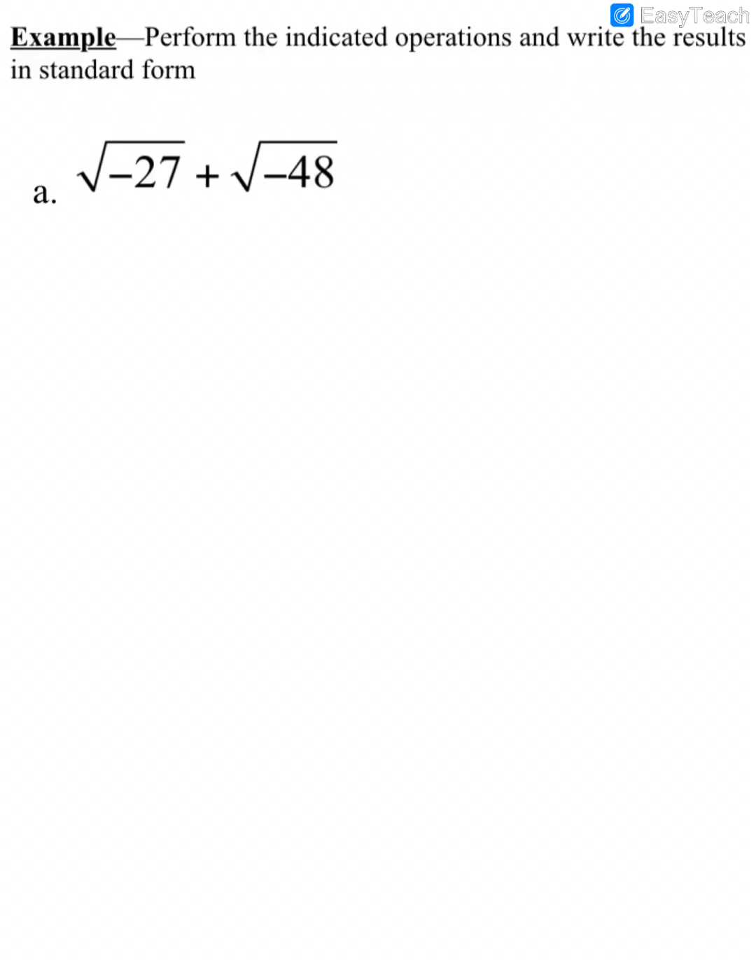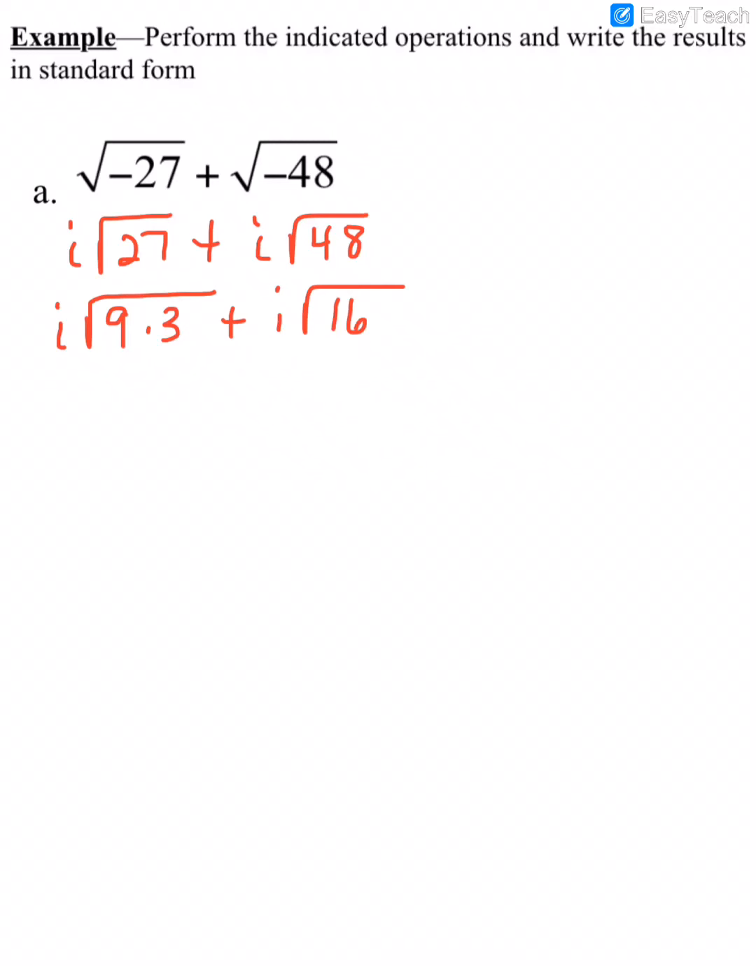Alright, perform the indicated operations and write the results in standard form. So our first step is to take the negatives out as i. And these are not perfect squares, so we still need to reduce these radicals. The biggest perfect square in 27 is 9. 9 times 3 is 27. And the biggest perfect square in 48 is 16. 16 times 3 is 48. Okay, so I'm going to take out those perfect squares. The square root of 9 is 3, and the 3 stays under. The square root of 16 is 4, and the 3 stays under.